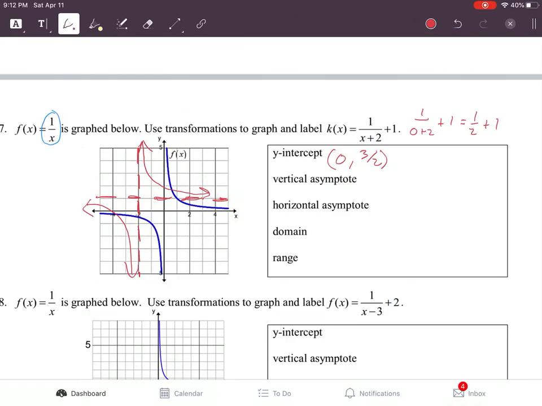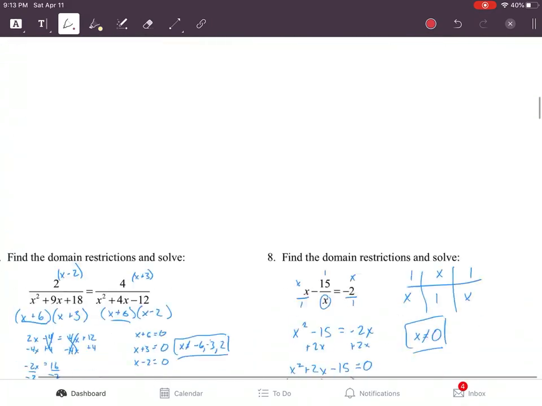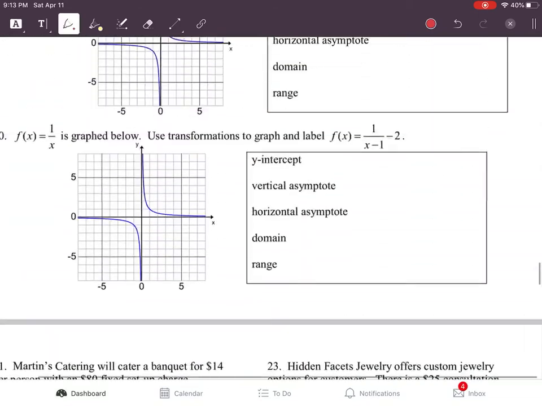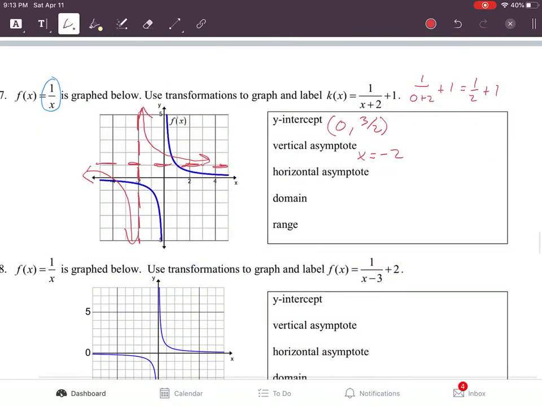For your vertical asymptote, well, our vertical asymptote is the one that goes up and down, and that is now at x equals negative 2. Our horizontal asymptote goes horizontally. It went up by 1, so now it's going to be y equals 1.